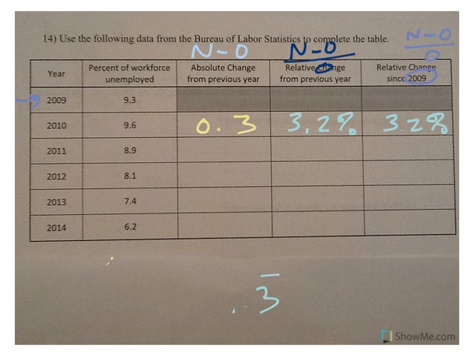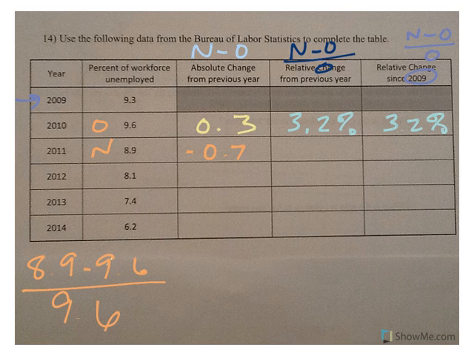For that case, let's go ahead and do 2011 together as well. Okay, so new, old. So I take 8.9 minus 9.6. Now you can see it went down. So it should make sense that my absolute change is a negative 0.7. Now I take that and I divide it by 9.6, the old value, and I get a negative 7.3% decrease. It's a decrease because it's negative, right? And that was from 2010.